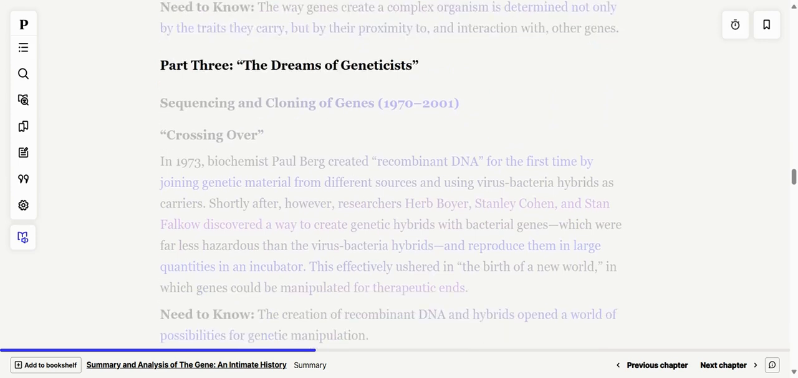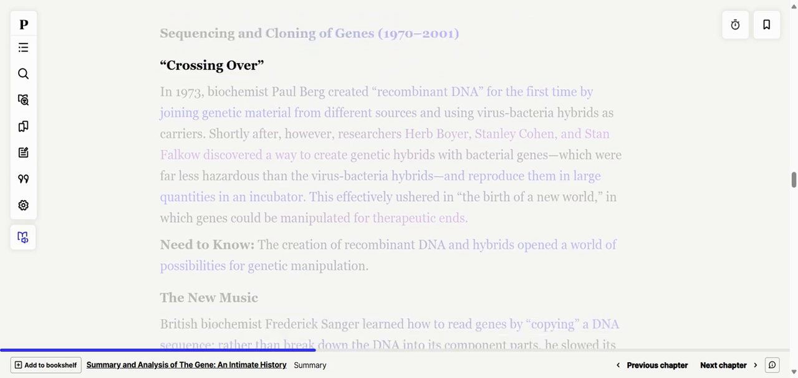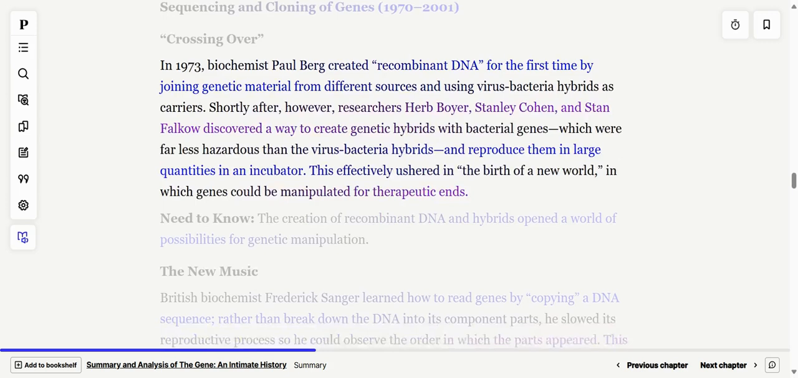Shortly after, however, researchers Herb Boyer, Stanley Cohen, and Stan Falco discovered a way to create genetic hybrids with bacterial genes, which were far less hazardous than the virus-bacteria hybrids, and reproduce them in large quantities in an incubator. This effectively ushered in the birth of a new world, in which genes could be manipulated for therapeutic ends. Need to know: the creation of recombinant DNA and hybrids opened a world of possibilities for genetic manipulation.